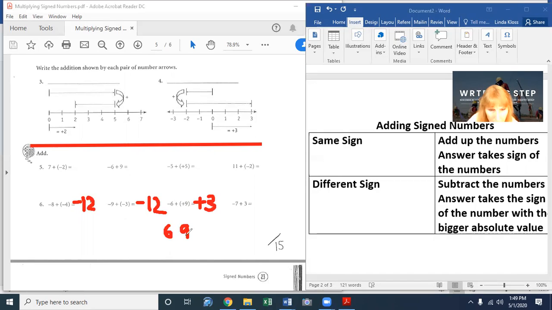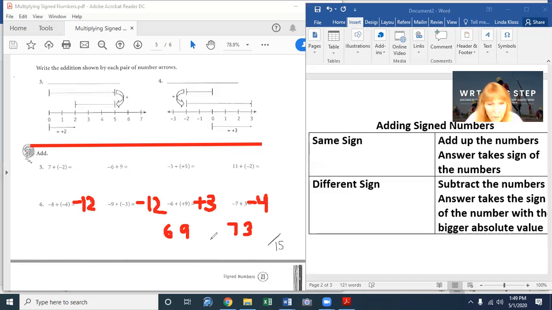So we took the number that had the highest absolute value and took the sign of that number. So the last one here is -7 and +3. Again, different signs. So that means we're going to subtract the numbers. So let's subtract. 7 minus 3 is 4. Now, which sign does it get? Well, the absolute value of -7 is 7, and the absolute value of +3 is 3. Which number is bigger, 7 or 3? 7. And is 7 negative or positive? Up here it's negative, so the answer is going to be -4.